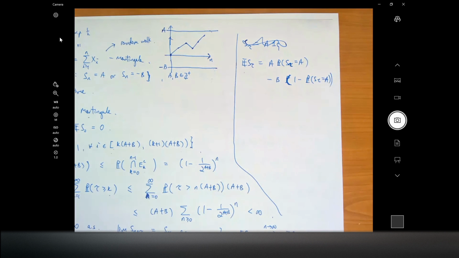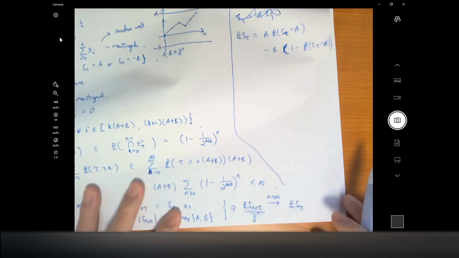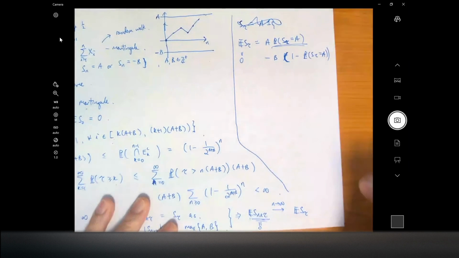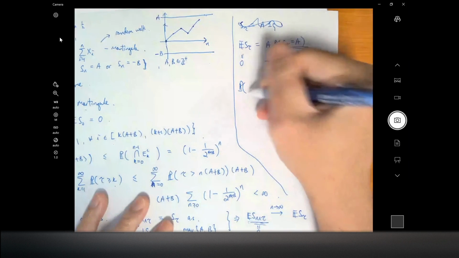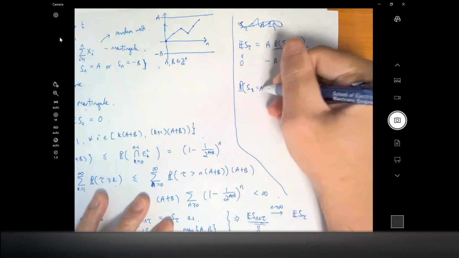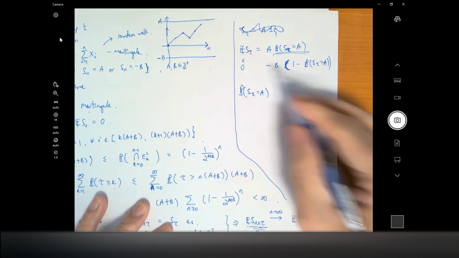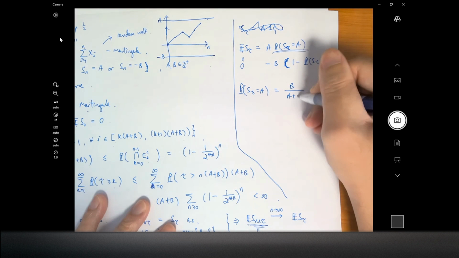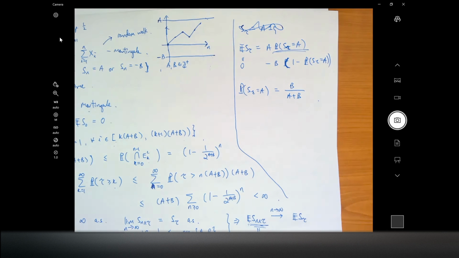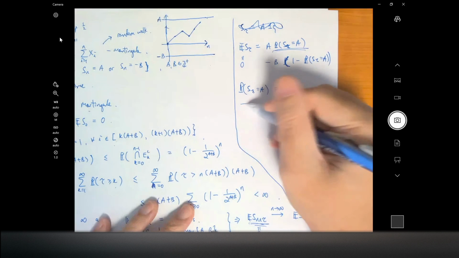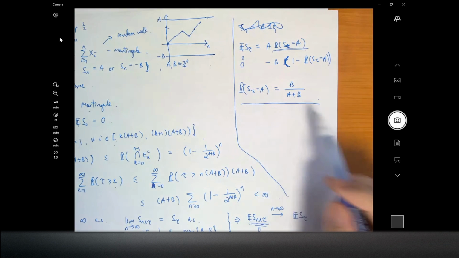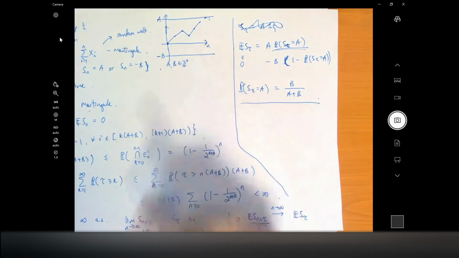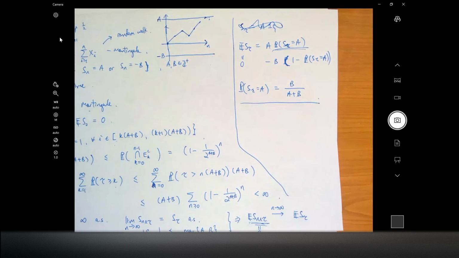Okay. So then we saw that the expectation of S_tau, just now we proved that it's equal to 0, so I can equate this to 0, and then I can solve for this probability. Okay, so this probability that S_tau equals A, if you rearrange the terms, this will be equal to B divided by A plus B. Okay. So that's the first objective that we have. We wanted to find the probability that I'm going to hit the upper boundary before I hit the lower boundary, which is this guy, okay?